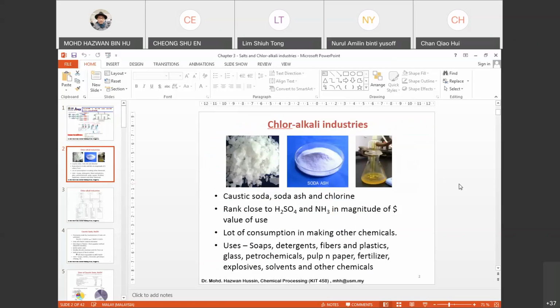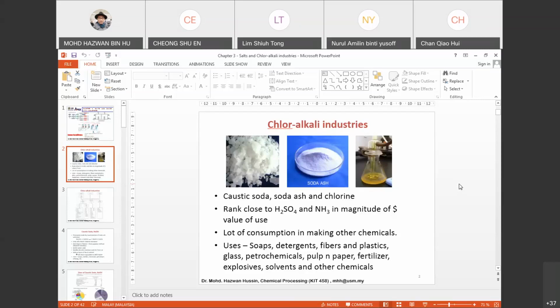So the chlor-alkali industries, you've seen it a lot. Normally the types of chemicals related to this industry are caustic soda, okay, soda ash, and also chlorine. So caustic soda means that you produce NaOH. So why is it named caustic? Because it has a strongly basic property. That is why it is known as caustic soda.